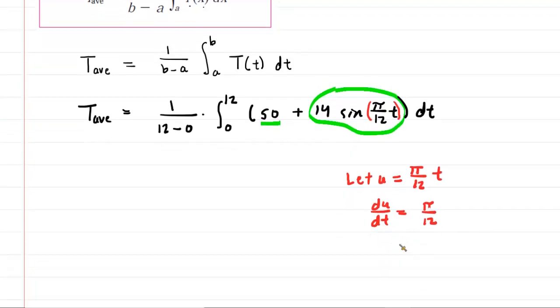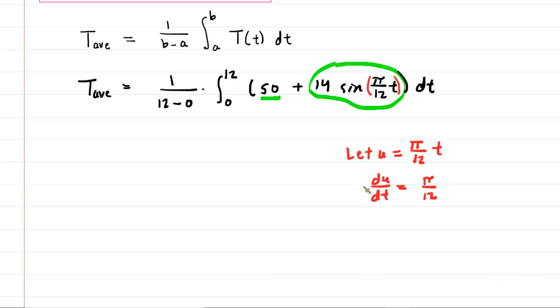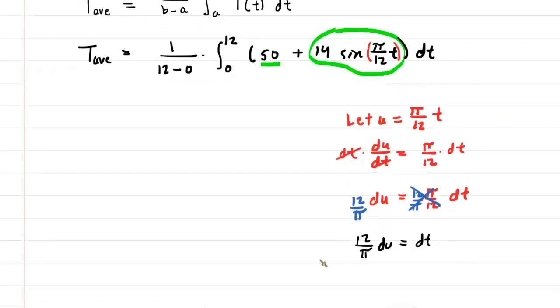Now, if we're going to integrate this, it usually is helpful to solve this for dt. So to do that, we'll multiply both sides by dt. The dt's cancel out on the left-hand side, so now we have du is equal to pi over 12 dt. And then in the spirit of solving for dt, we could multiply both sides by the reciprocal of this pi over 12. So in other words, multiply both sides by 12 over pi. Then the pi over 12s cancel out on the right-hand side. So now we have 12 over pi du is equal to dt. So we can now integrate this expression.